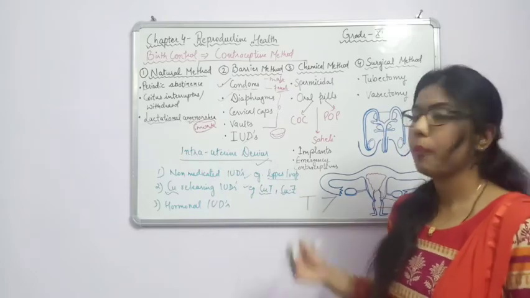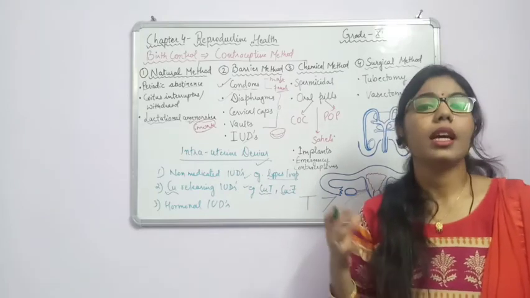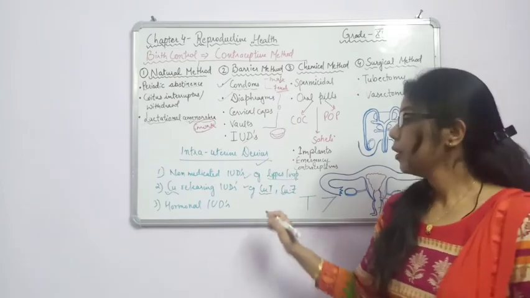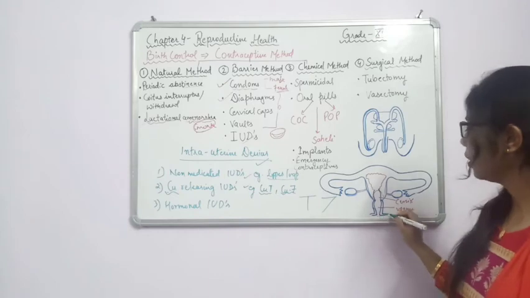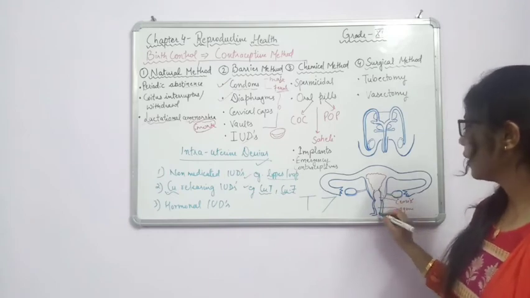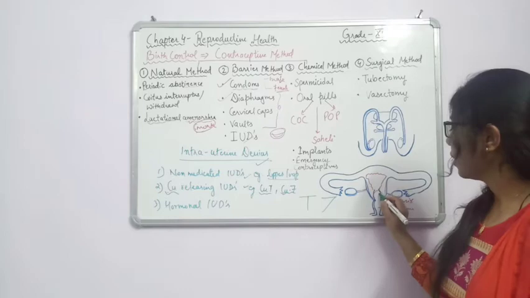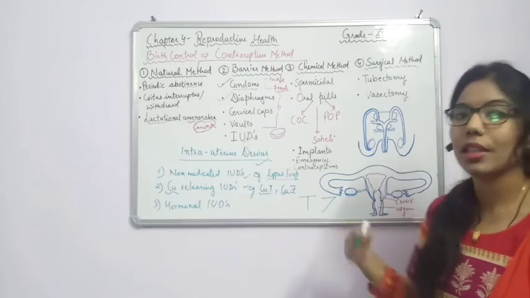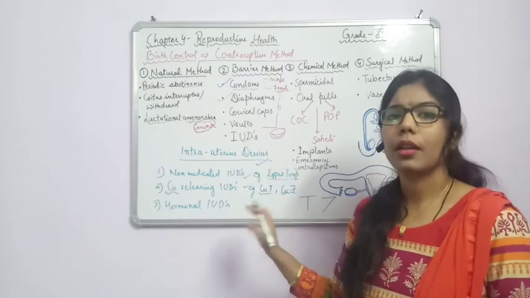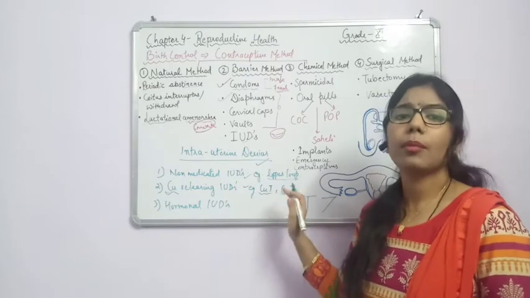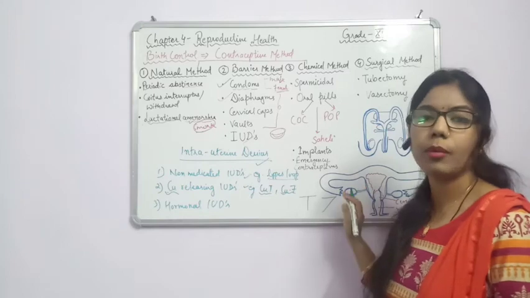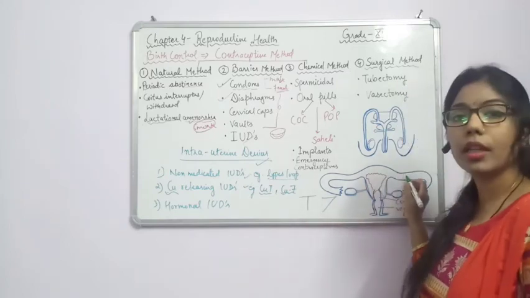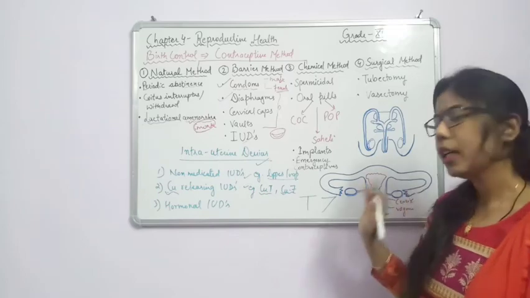They will release some copper ions, and these copper ions will act on the sperms and kill their mobility. We know that if sperm is going towards the cervix through the vagina, and IUDs are present in the uterus, these IUDs will release copper ions and block the mobility of sperm, and the sperm is not able to move further. If sperm is not able to move further, it will not reach the ovum. So there will be no fertilization.